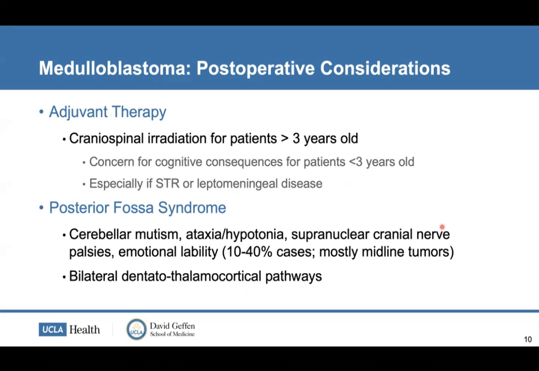If they're younger than 3 years old, there is significant concern for neurocognitive delay following radiation. In addition, posterior fossa syndrome, characterized by cerebellar mutism, ataxia and hypotonia, supranuclear cranial nerve palsies, and emotional lability, is commonly found in pediatric patients following the resection of these tumors, particularly the midline ones. This can happen in 10 to 40% of cases and is thought to be secondary to disruption of the bilateral dentato-thalamocortical pathways. So essentially the pathways connecting the dentate nuclei to the thalamus and cortex.